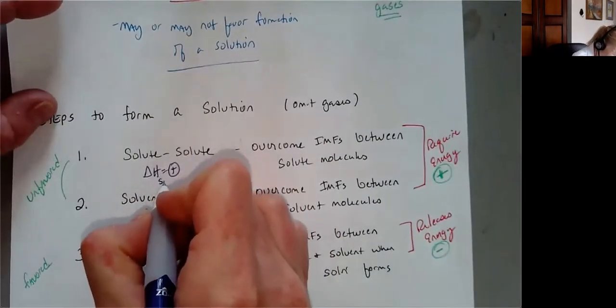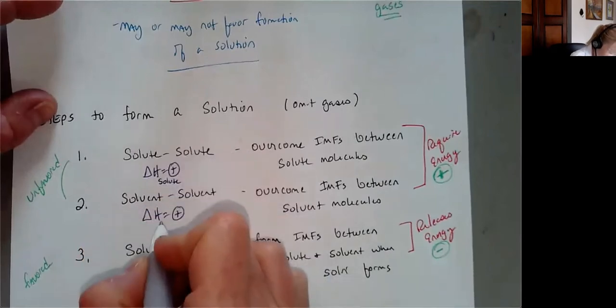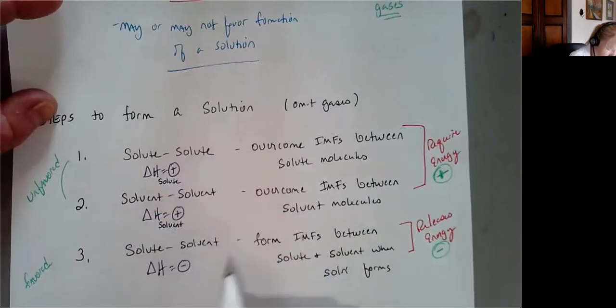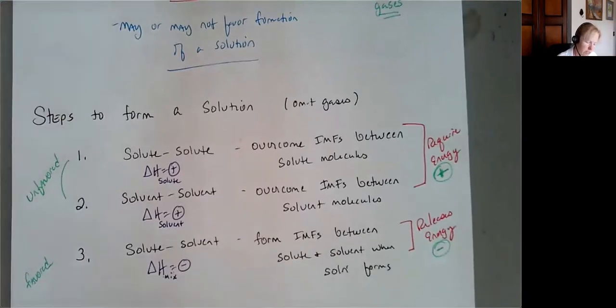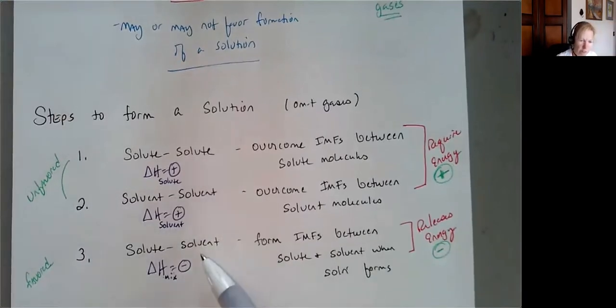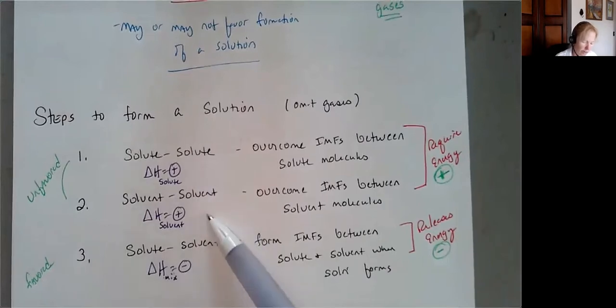So I'm going to call this solute. This is my delta H of solute. This is my delta H of solvent. And this is my delta H of mix. And so my heat of solution takes into account all three of these components. These two that require energy, and this that is going to release energy.